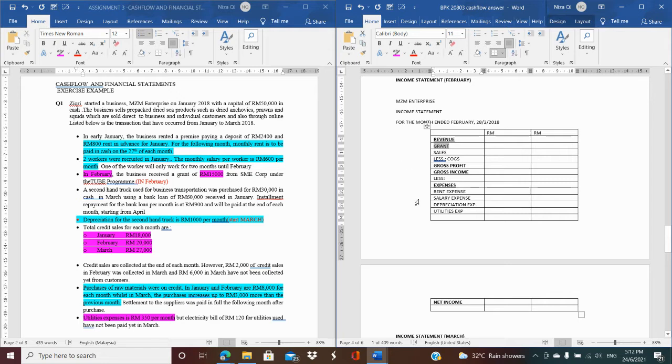So grant. Now we look here. The usual thing is that for every month, the expenses will be for rent. So you have to state here 800 for rent for February, and then that's the salary of the worker. So still two people, 1,600.